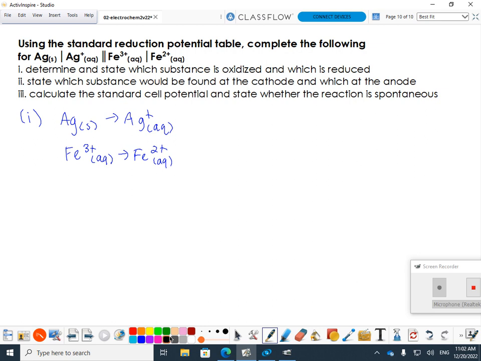And then Fe 3 plus and Fe 2 plus is below it. So this is reduced because it's higher, oxidized because it's lower. So this is the cathode, anode.